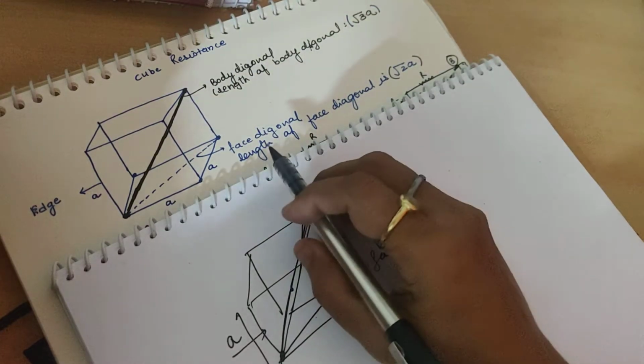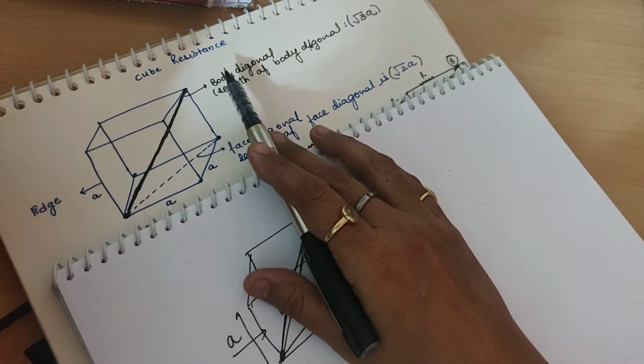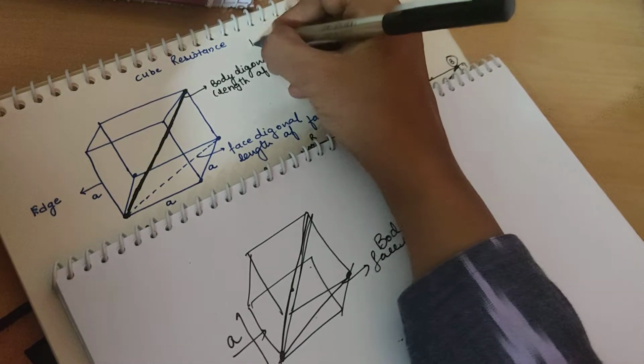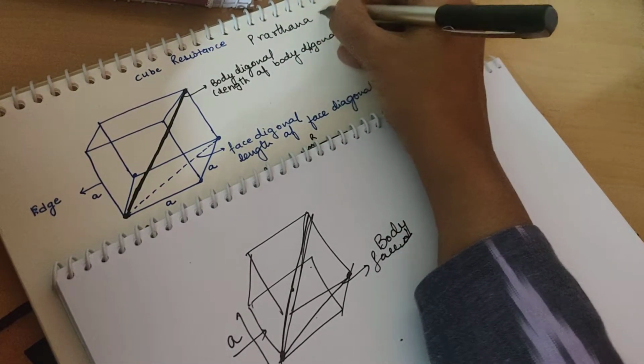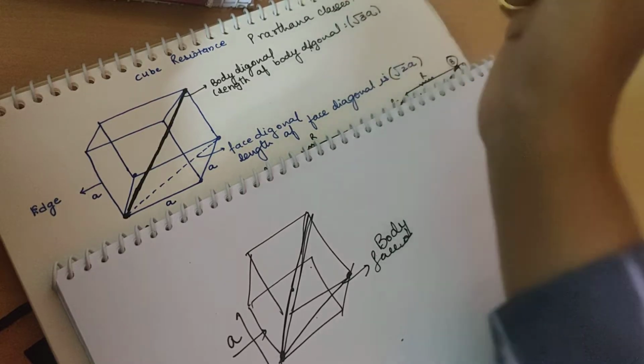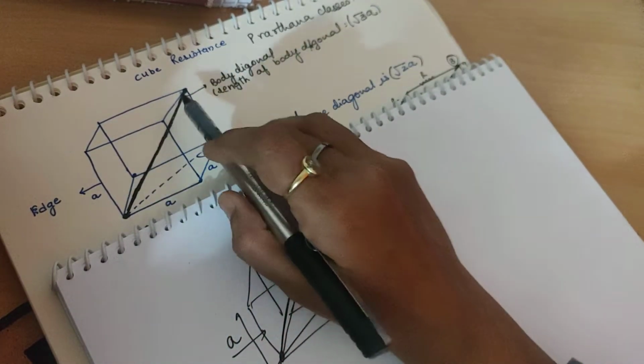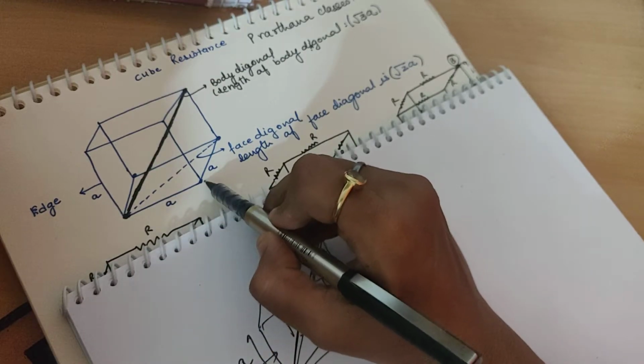Today we will study the cube resistance and their shortcut methods. Now you can see that this is a cube. The length of the cube is A.